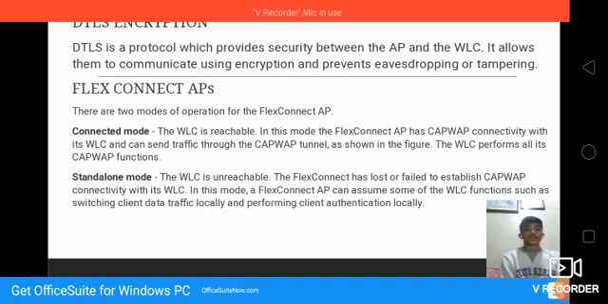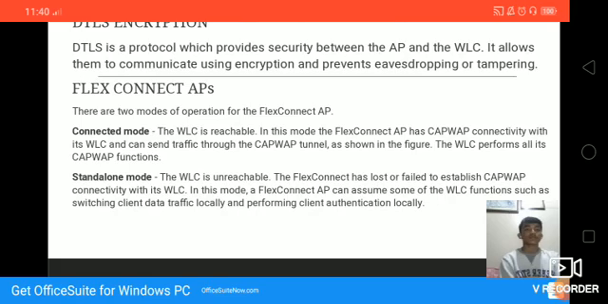DTLS encryption. DTLS is a protocol which provides security between the AP and the WLC. It allows them to communicate using encryption and prevents eavesdropping or tampering.